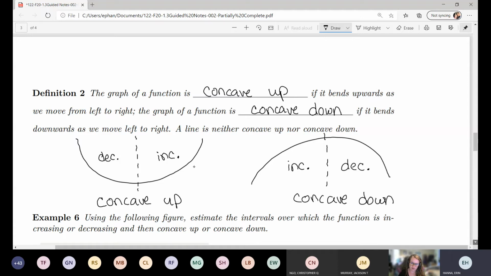Now, this piece and this piece, I think, are easier to understand why they are concave up and concave down. Concave up means that it's bending upwards as you move from left to right. So that's why I think this side is a bit easier to see. If you just look from left to right, it looks like it's bending upwards, right? Whereas this other side might not be as obvious. But here's essentially what's happening.